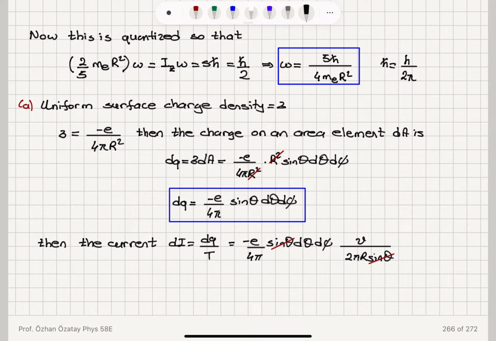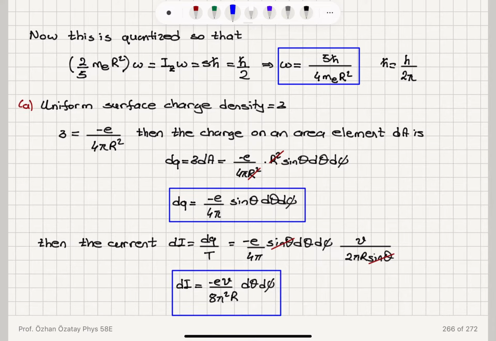Okay, so you can see that the sine thetas will disappear in that case, and we will see that the contribution to the current due to this charge element can be written as minus e v divided by 8 pi squared capital R d theta d phi. So this is our current due to dQ making a complete turn in one period in the circle with radius capital R sine theta.